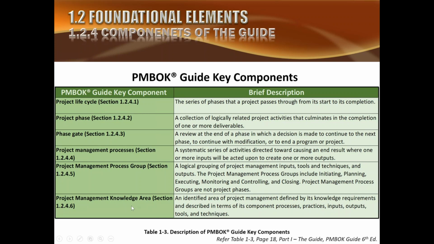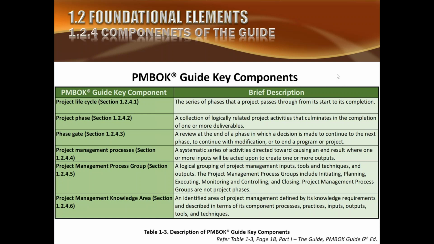So, all the 49 processes we just mentioned, they can be grouped into 10 knowledge areas. There are 10 knowledge areas: integration, scope, time, cost, quality, human resource, communication, procurement, risk, and stakeholder. So there are 10 knowledge areas, there are 5 process groups, and there are 49 processes.